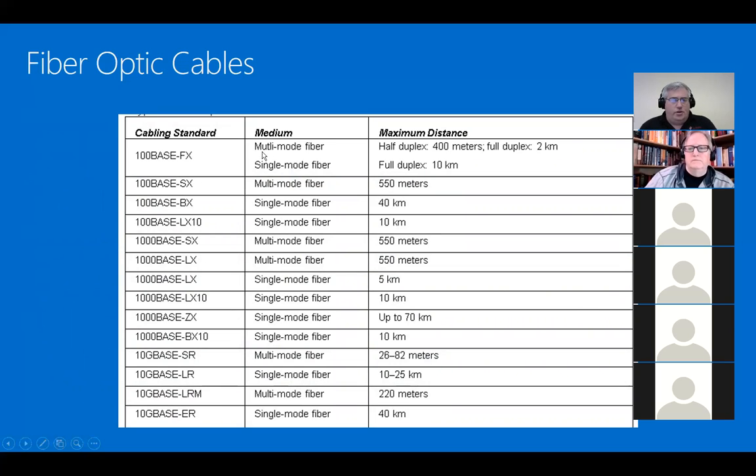All right, so these are different fiber specifications and different speeds up to 10 gigabit. The LR stands for long range, SR short range, and you can see the short range is only rated for like 80 meters or so, whereas the long range can go up to 25 kilometers.